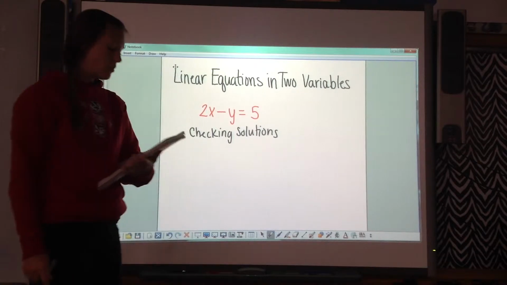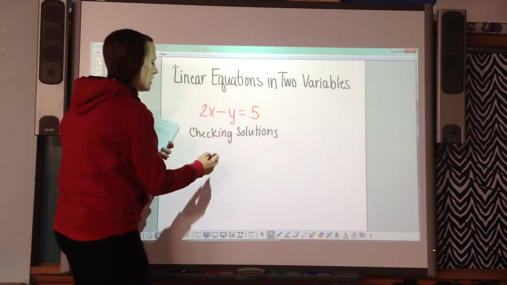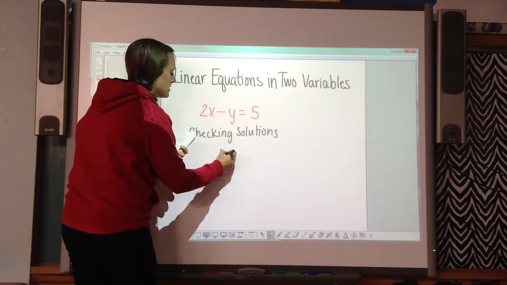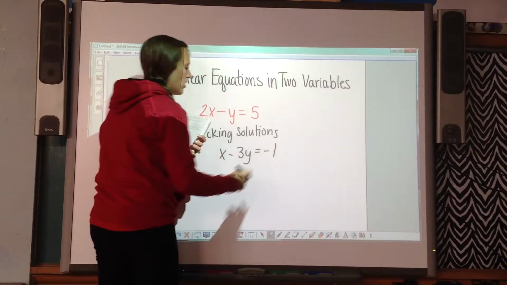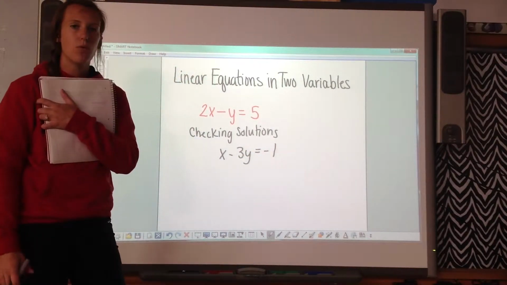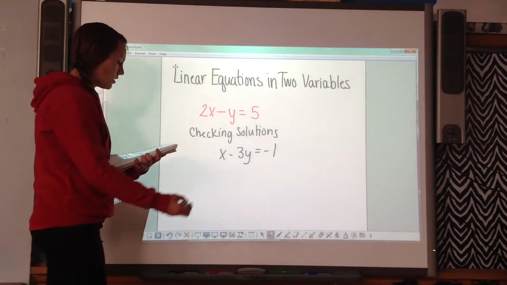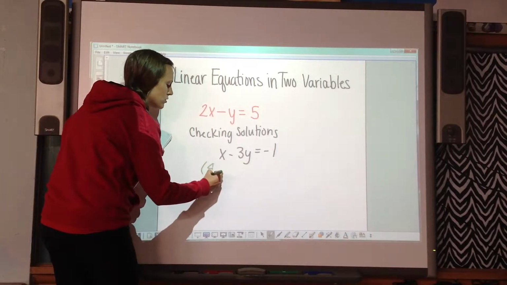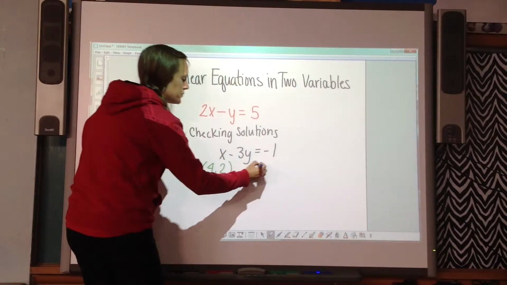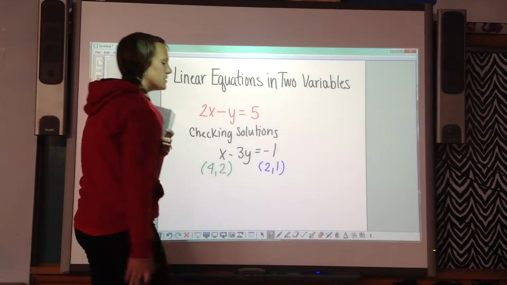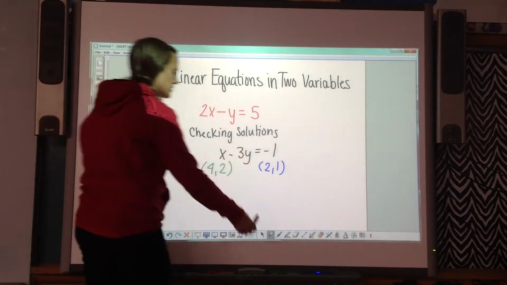So they're going to give you an equation. I'm going to give you a new equation so you see a bunch and you know what they look like. They're going to give you equations such as x minus 3y equals negative 1. They're also going to give you ordered pairs. So maybe they're going to give you (4, 2), and maybe they're going to give you (2, 1). Your job is to see if either one of these is an answer or solution to this equation.